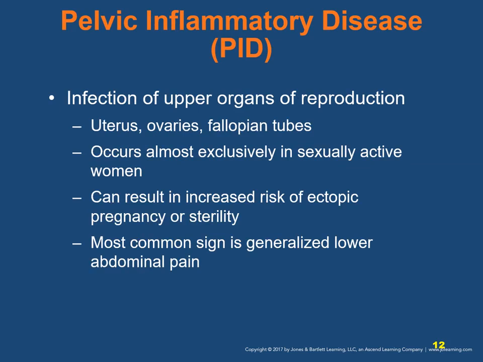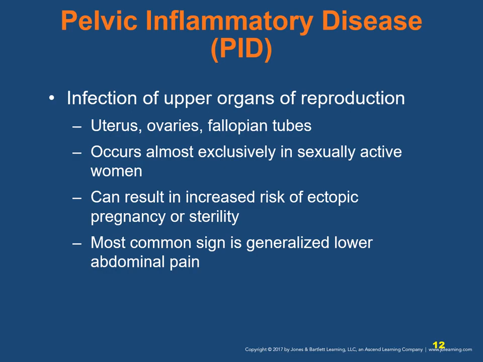Pelvic inflammatory disease, PID. Infection of the upper organs of reproduction: uterus, ovaries, fallopian tubes. Occurs almost exclusively in sexually active women. Disease-causing organisms enter the vagina and migrate into the uterine cavity. If infection expands to the fallopian tubes, it will cause scarring. Can result in increased risk of ectopic pregnancies or sterility. Ectopic pregnancy is pregnancy that develops outside the uterus and can be life-threatening. If infection expands to ovaries, it can lead to the development of a life-threatening abscess.